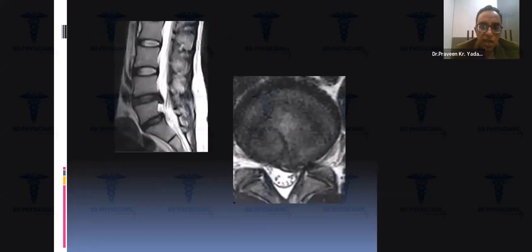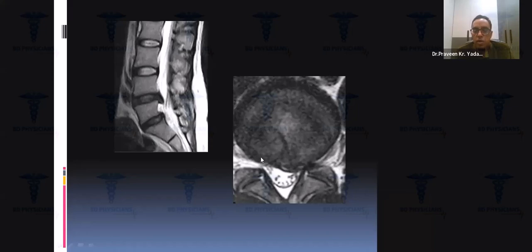Now, this was the scan which was done outside. And after that only the patient was referred to me because the back pain was there and radicular pain was there. So the MRI was done, and you can see this is the MRI T2 weighted image, sagittal view. So this is the L4, this is the L5. You can see in between the L4 and L5, there is a large disc here, which is protruding into the space here.